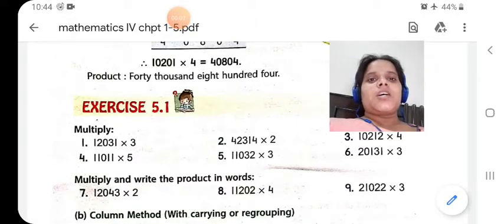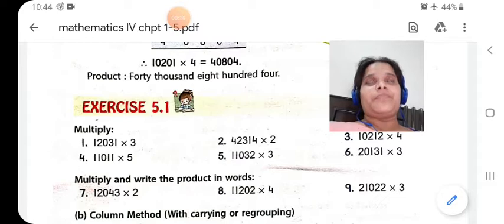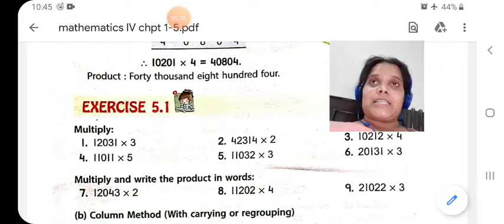Hello students. We have started our next new chapter, chapter number 5, that is multiplication, and we have done multiplication with a single digit, that is our exercise number 5.1, without carry. After that we have already done one more thing, multiplication with a single digit with carry, that means with regrouping.